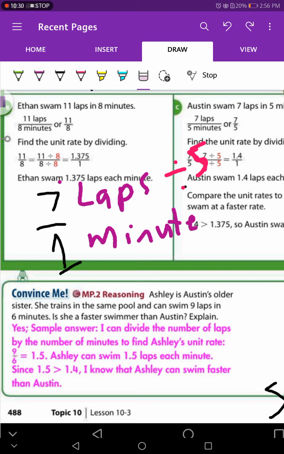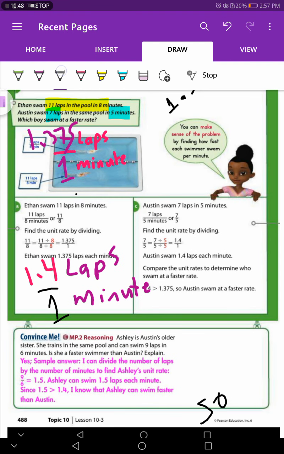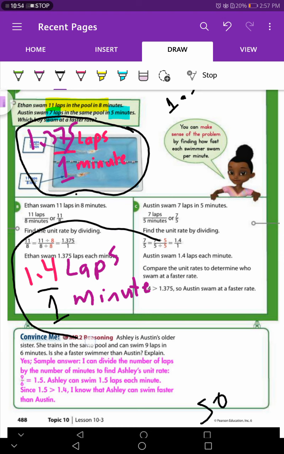Sorry, again, the same mistake. Okay. So it is 1.4 laps in 1 minute. Now I can compare between the two rates. The first rate gives me this one, and the second rate gives me this one.